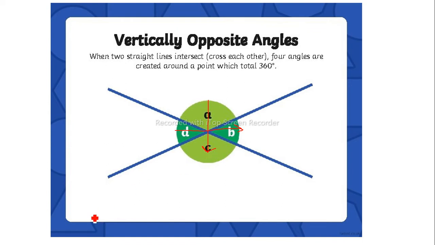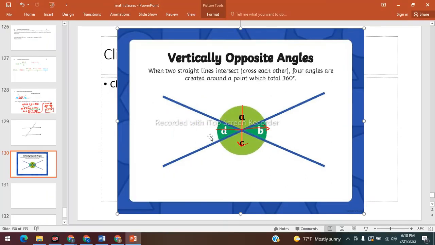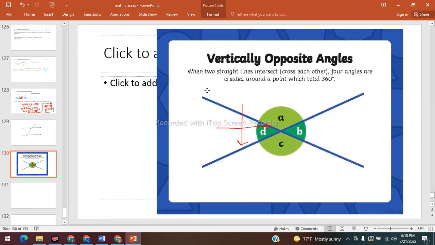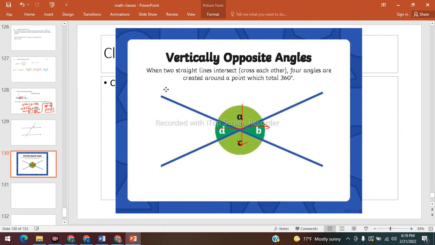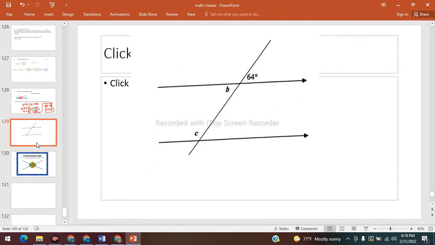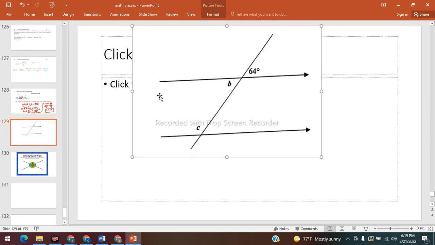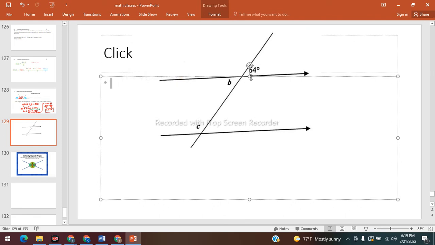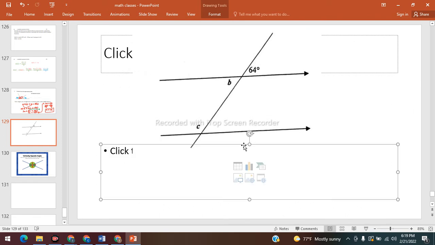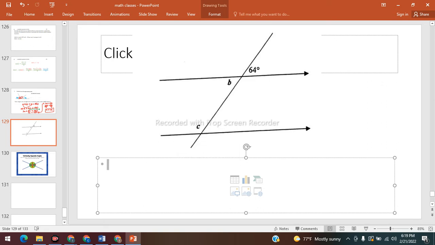Alright, now vertically opposite angles are equal. So that's very important: vertically opposite angles are equal. And so when we go to our diagram, we have the following: angle B is equal to, so angle B equals 64 degrees.